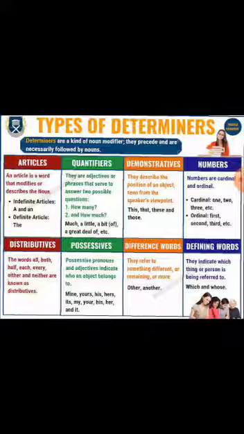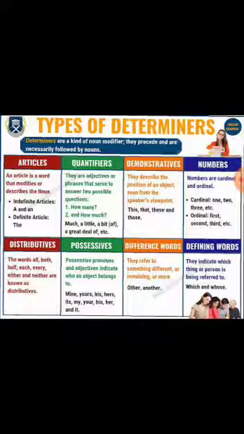Possessives. Possessive pronouns and adjectives indicate who an object belongs to. Mine, yours, his. This is his book. My. It is my mobile. Possessive nouns are also there. When we put an apostrophe on a noun, on the name of a person, Mira's car, Mohan's book, they are possessive nouns.